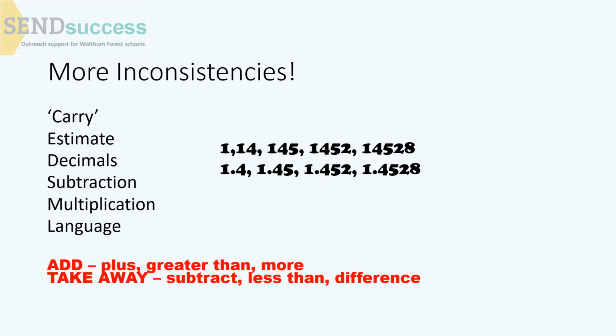I've got some more inconsistencies here. So we talk about carrying in addition sums and decomposing in subtraction sums. What other meanings do these words have for children? And to estimate, we expect absolute accuracy in answers at all other times, and then expect the students to abandon this when we ask them to estimate an answer.